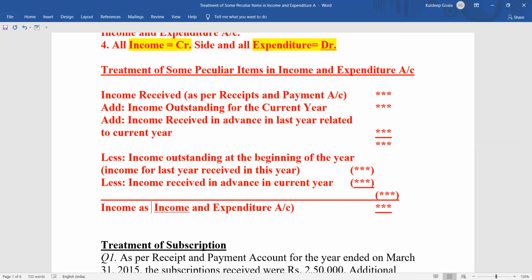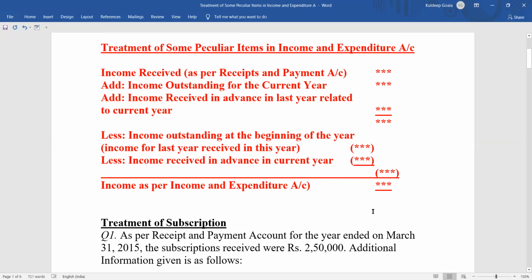Whatever the income is there. Okay, so if it is subscription, it will be subscription as per income and expenditure account. If it is some other income, there will be some other treatment, so some other name will be there, right? So this is how it will be shown. So now let's go to the practical question.